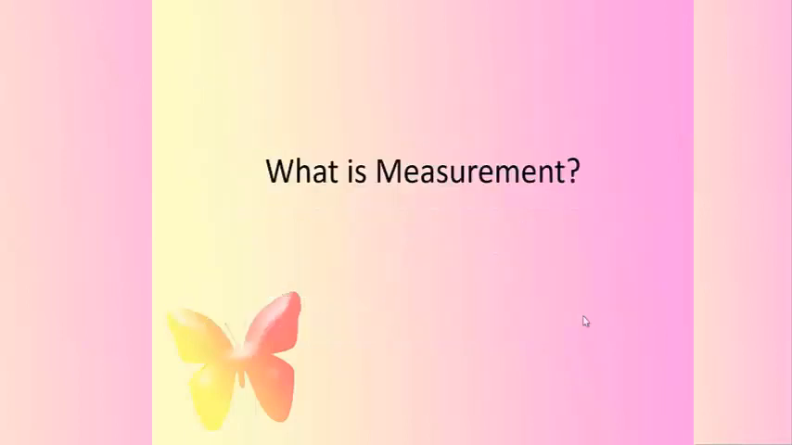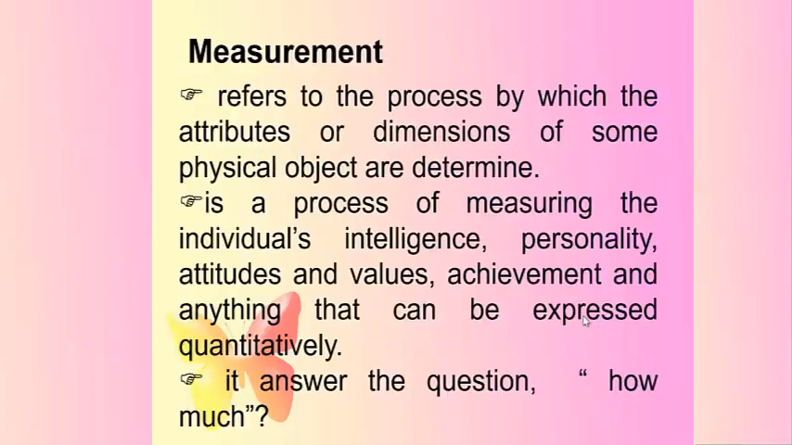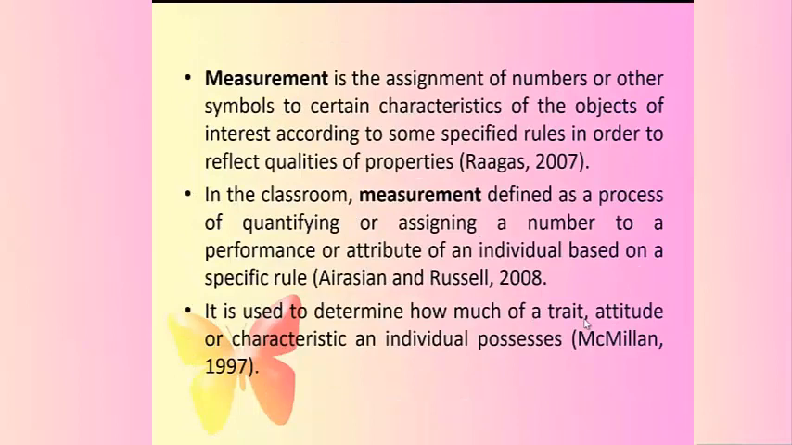What is measurement? Measurement is the process by which the attributes or dimensions of some physical objects are determined. It is a process of measuring the individual's intelligence, personality, attitudes, values, achievement, and anything that can be expressed quantitatively. It answers the question, how much? It is the assignment of numbers or other symbols to certain characteristics of the object of interest according to some specified rules in order to reflect qualities or properties.